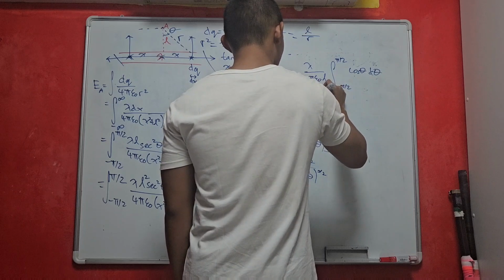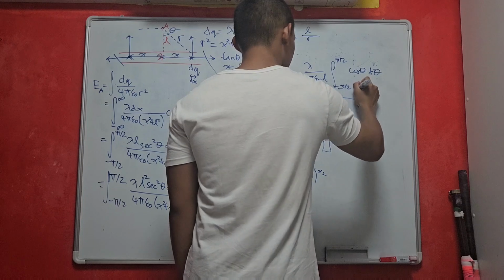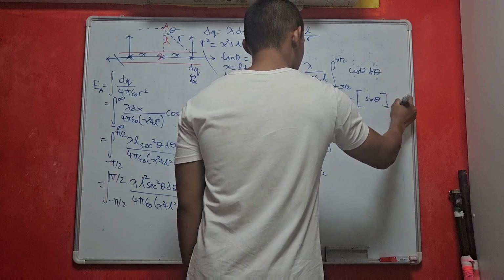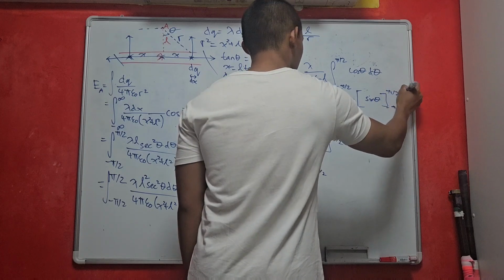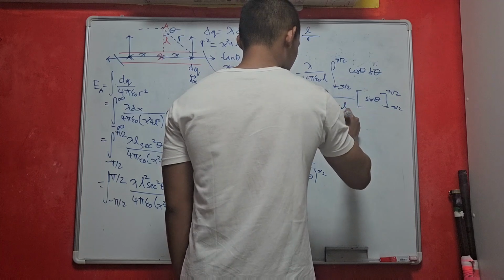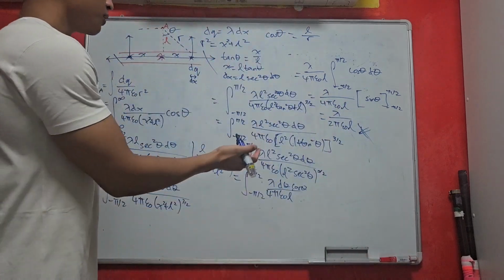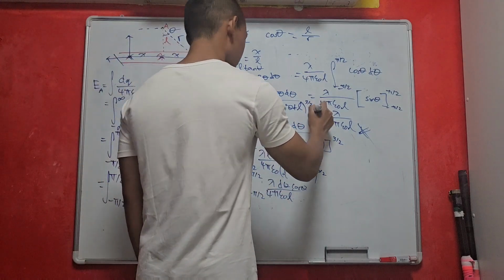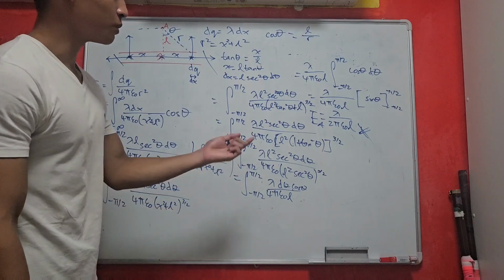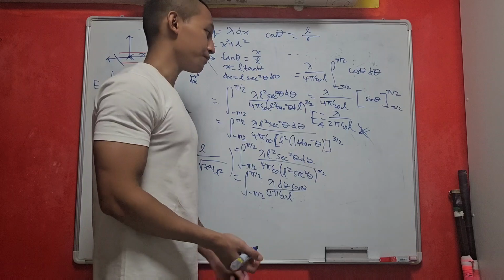And this will just give me lambda over 4 pi epsilon naught L times sine theta from negative pi over 2 to pi over 2, and voila. So therefore the electric field at point A is equal to lambda over 2 pi epsilon naught L, and it's the same answer that we get by using the Gauss's law method.